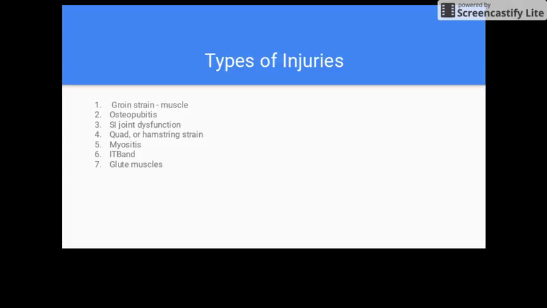You can have SI joint dysfunction, which causes groin issues, quad or hamstring issues. You can get a myositis. You can get an IT band, which runs down the side of your thigh, and you can have weak glute muscles. So when you're looking at a groin strain, you have to look at all these different areas and not just assume that it's the groin. It could be caused by an SI joint problem or something else.